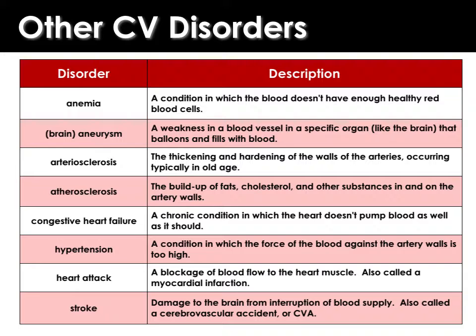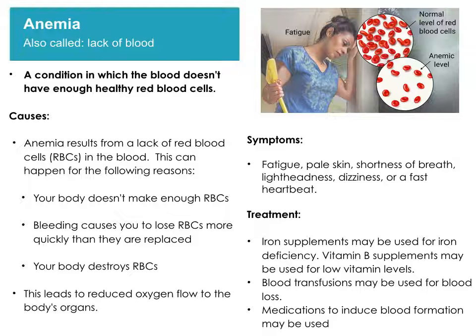There are other cardiovascular disorders, including all of these listed here. I'll quickly mention a few. Anemia is a condition in which the blood doesn't have enough healthy blood cells. This can be because your body doesn't make enough red blood cells, or bleeding causes you to lose more red blood cells more quickly than can be replaced.